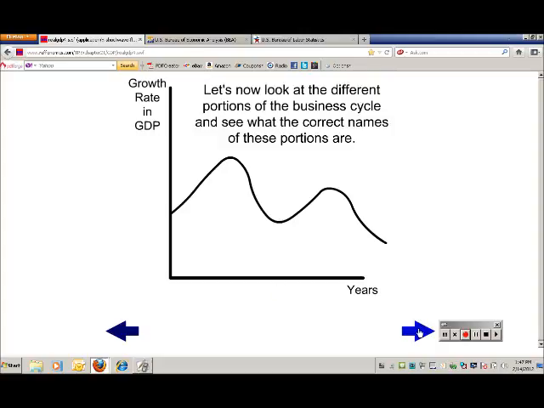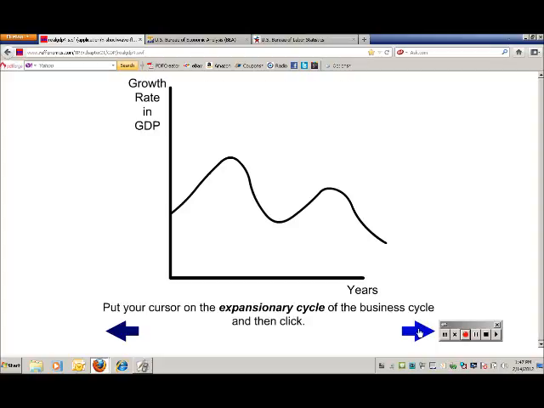Let's look now at the different portions of the business cycle and see what the correct names of these portions are. Again, we were just talking about the business cycle, and you can see that we have the peak, or expansionary cycles. There's also what we call the contractionary cycle portion of the business cycle.